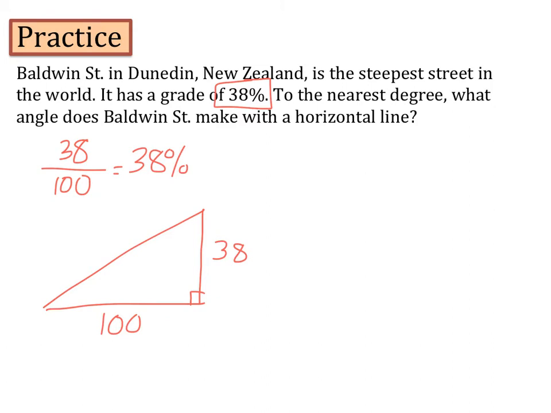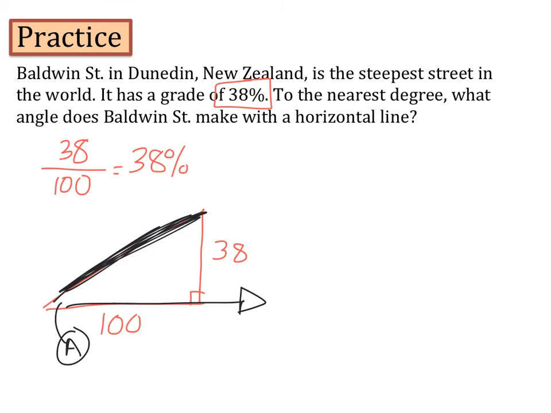So this is Baldwin Street right here. This is the steep street. And this is the horizontal line right here. So you want to find the angle, this one right here, that Baldwin Street makes with the horizontal line.